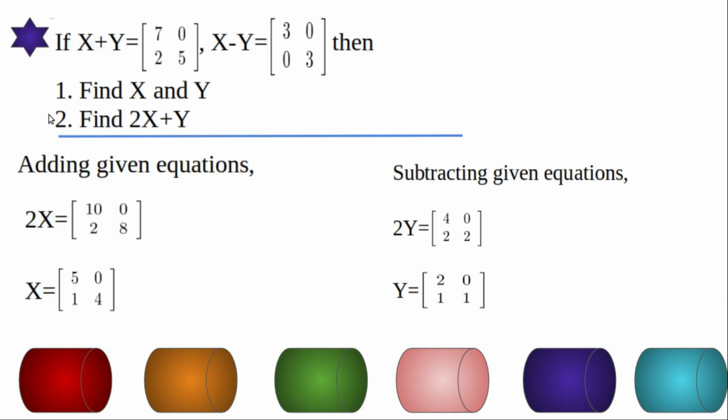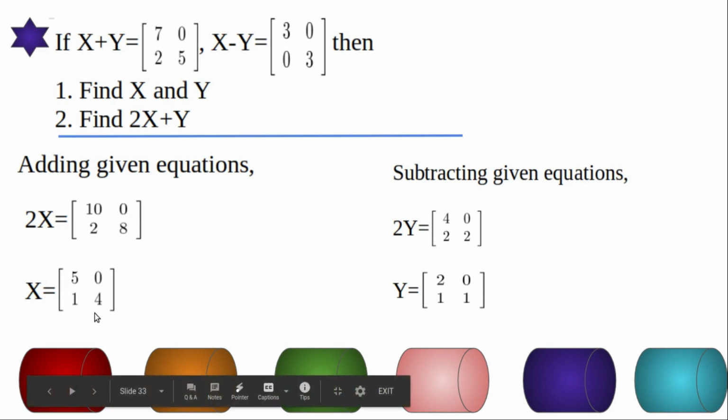Now next problem. If x plus y equal to matrix 7, 0, 2, 5 and x minus y equal to matrix 3, 0, 0, 3, then find x and y. Second one, find 2x plus y. Now adding x plus y and x minus y, we get x plus x, 2x, y minus y, 0. So 2x equal to, in RHS add these two, 7 plus 3, 10, 0 plus 0, 0, 2 plus 0, 2, then 5 plus 3, 8. 2x equal to 10, 0, 2, 8. So x equal to 5, 0, 1, 4.